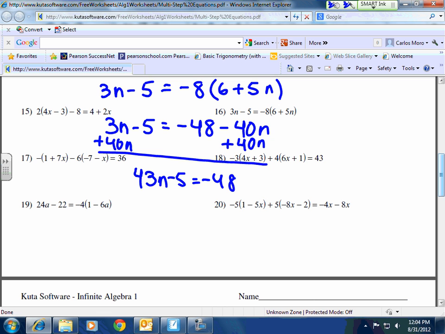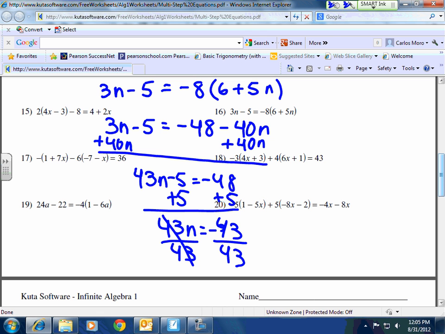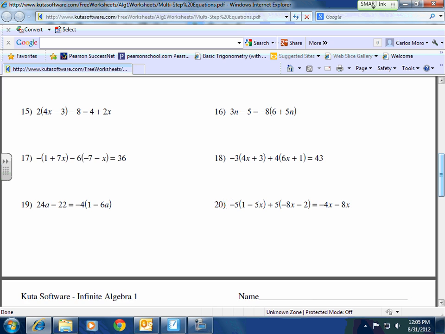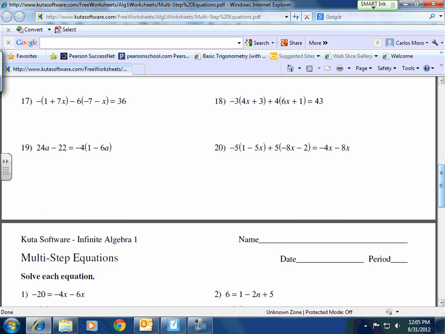Two-step equation now, so I'm going to undo addition and subtraction first. So I get rid of that negative 5 by adding 5. I got 43n equals negative 43. Divide by 43 to both sides. And n equals negative 1. I hope we're getting the rhythm of this. It's not that bad. It's pretty easy as long as you just follow the procedures every time. Follow the steps.